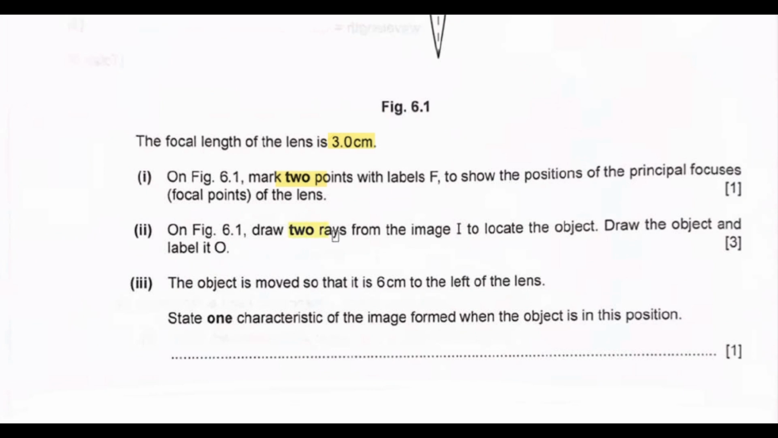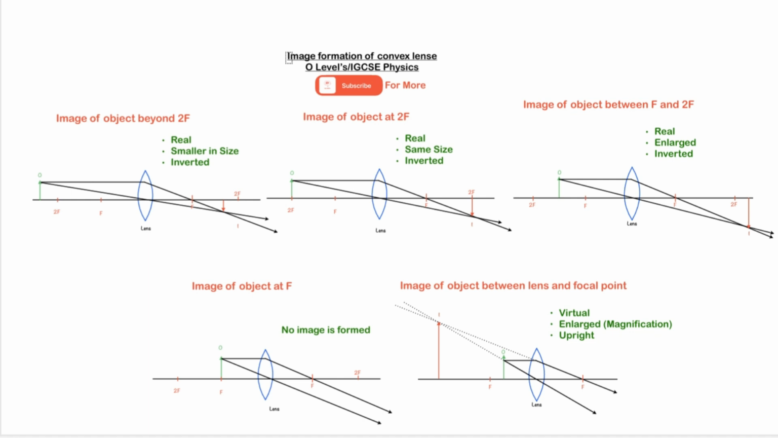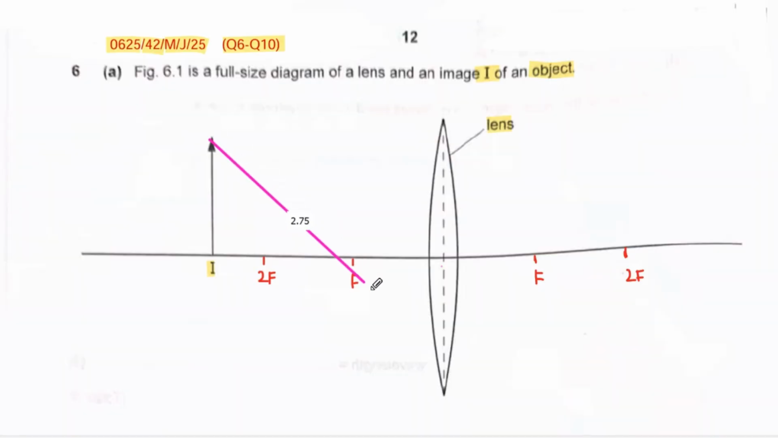Second part says on figure 6.1 draw 2 rays from the image to locate the object. Draw the object and label it as O. If we see the image formation of a convex lens, from an image to draw the object, the first ray will pass from the focal point of the lens and go to the lens. After entering the lens, this ray becomes parallel to the principal axis. And the other ray will pass from the center of the lens and will go undeviated, intersect the first line and will make the object. We will do the same.